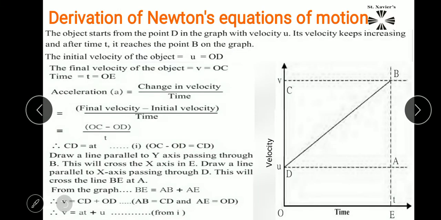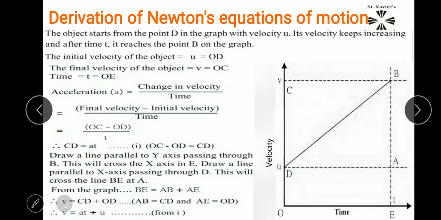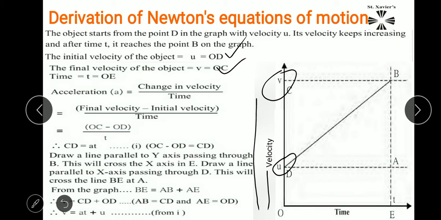Now, students, total time taken from D to B. When the object is moving from point D to B, total time taken is equal to t. So here we are having initial velocity u equal to OD, final velocity v equal to OC, and time taken equal to OE.